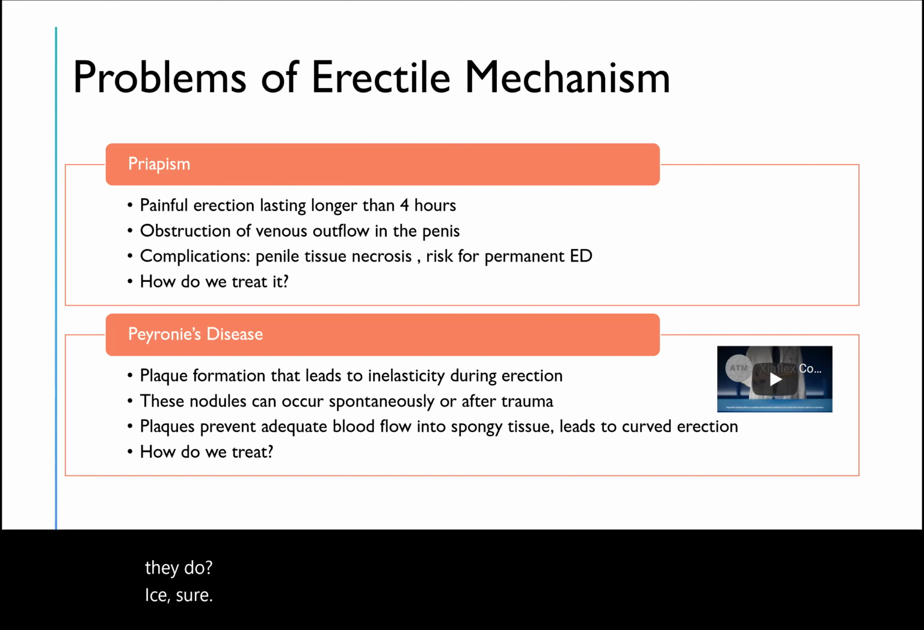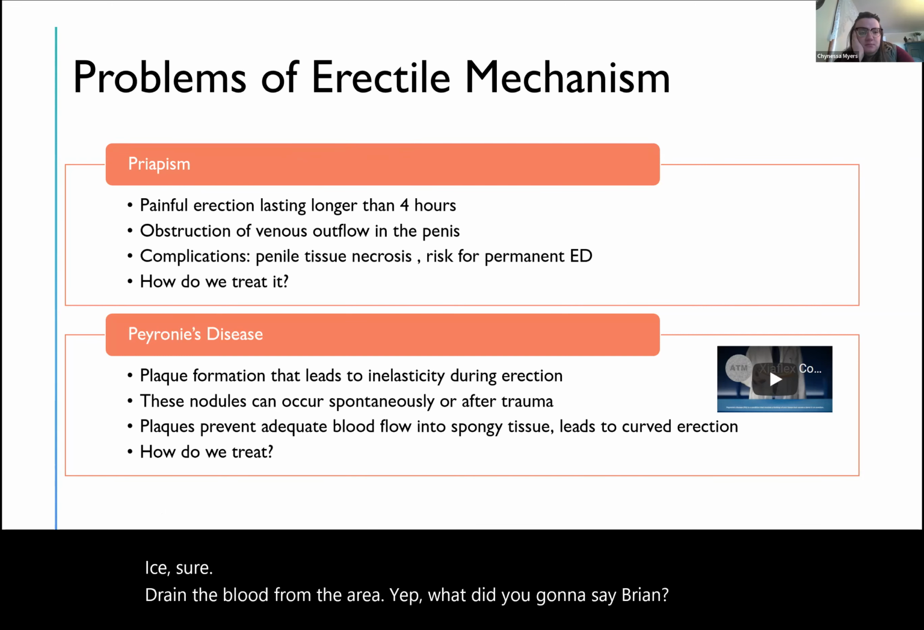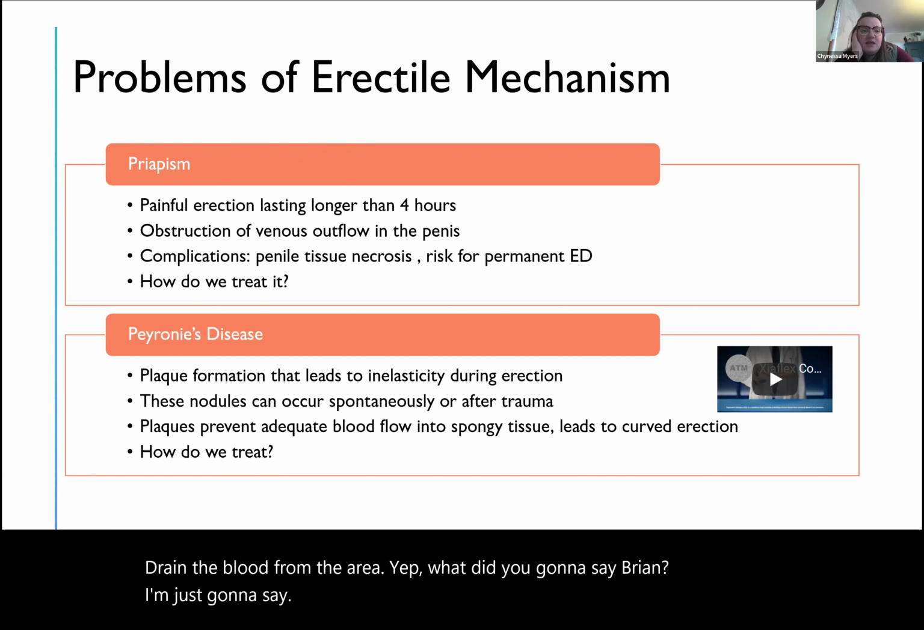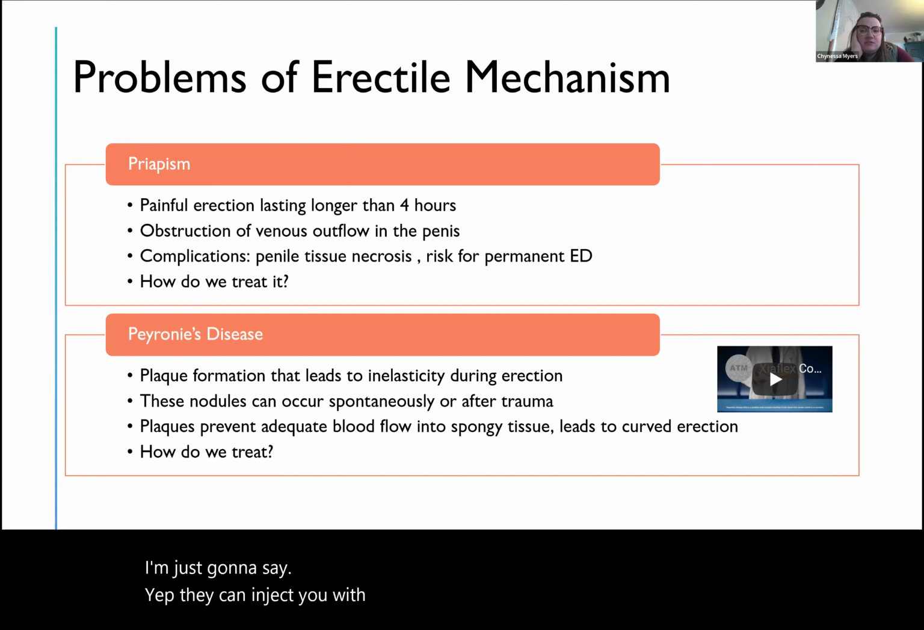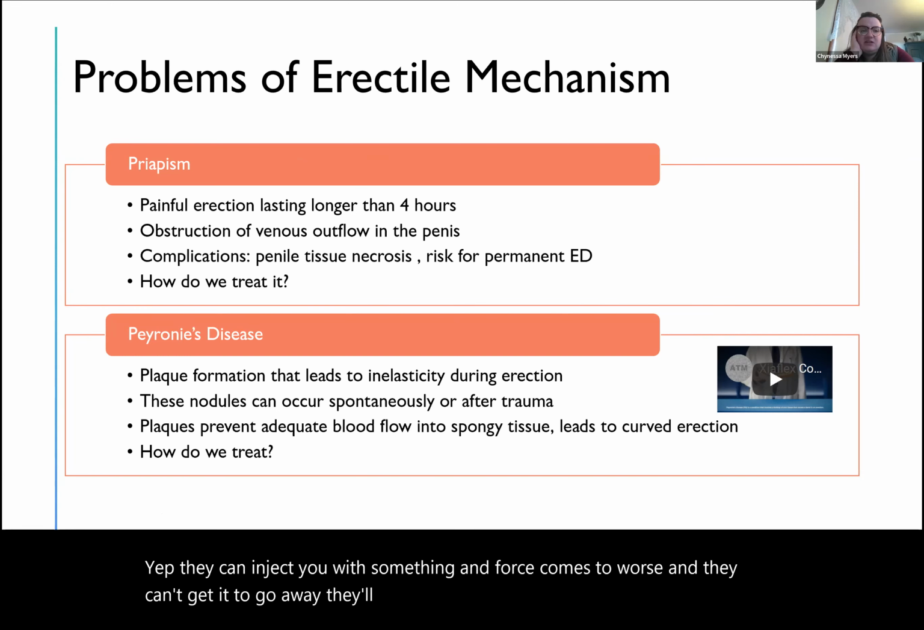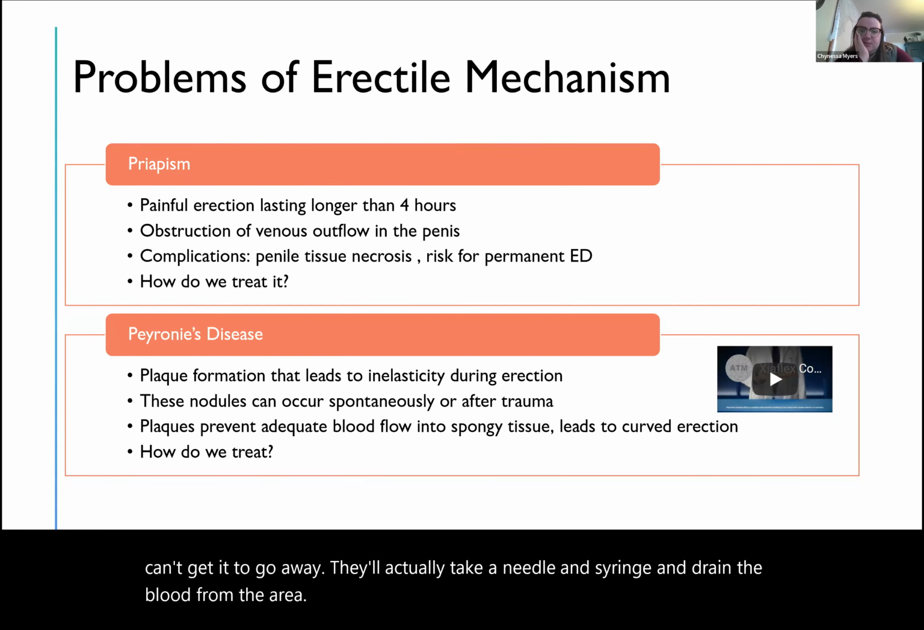They drain the blood from the area. Yep. What were you going to say, Brian? I was just going to say they inject you with something. Yep, they can inject you with something, and if worse comes to worse and they can't get it to go away, they'll actually take a needle and syringe and drain the blood from the area. So very painful.